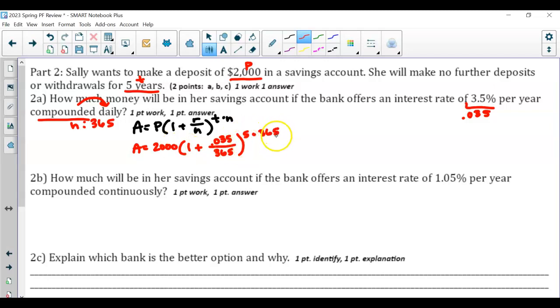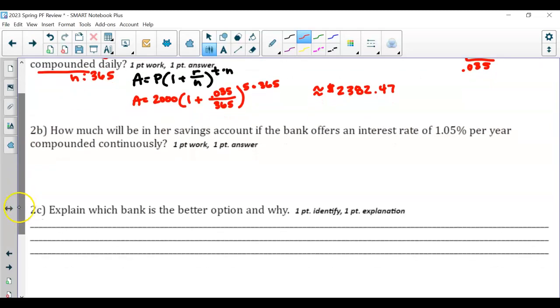Then putting all that in the calculator, you get approximately the amount that's going to be in the account, which is $2,382.47. So then the next part, here we're figuring out a savings account if the bank offers a different rate, 0.0105, but now compounded how often? Continuously.